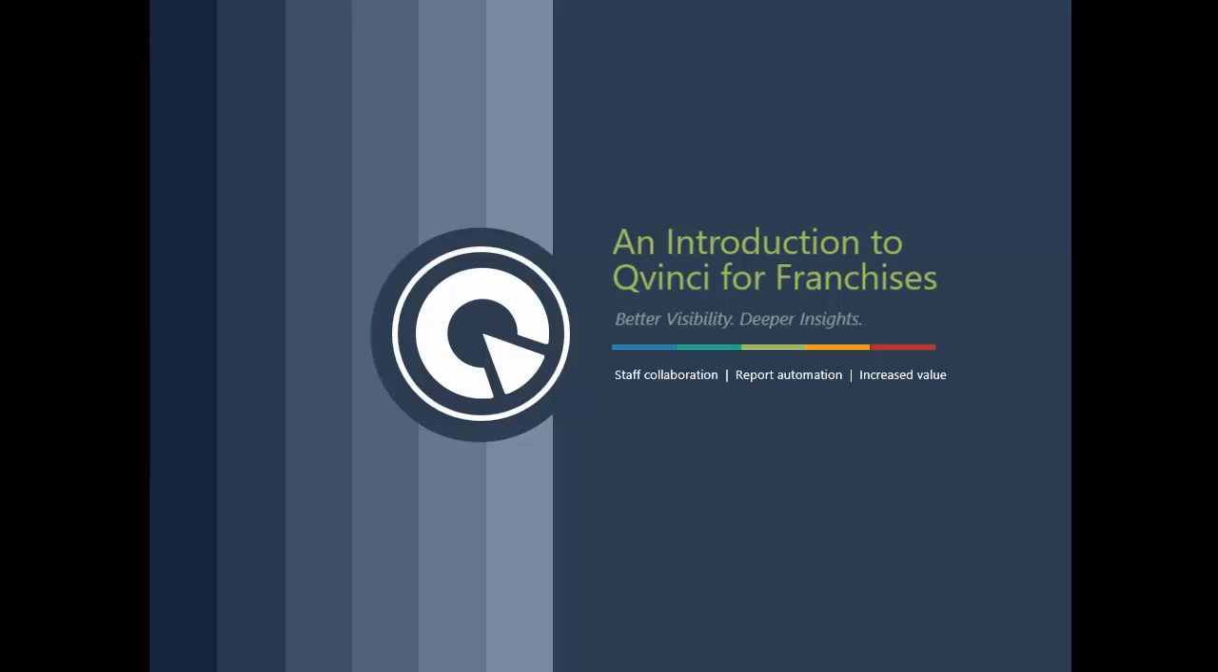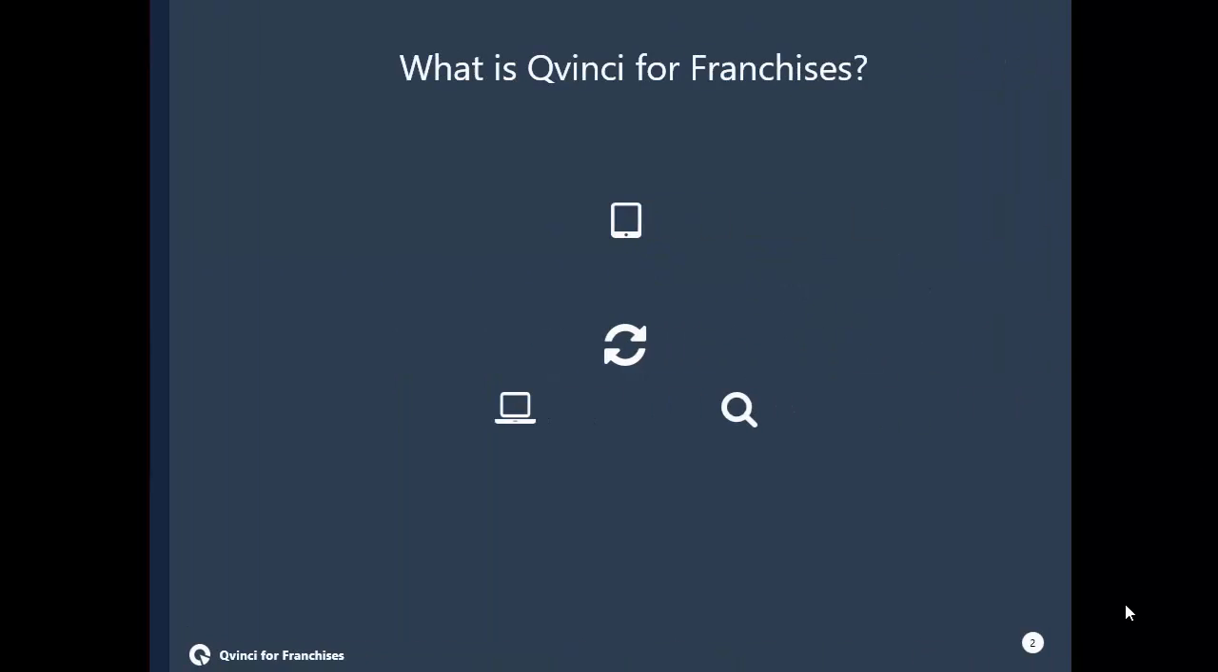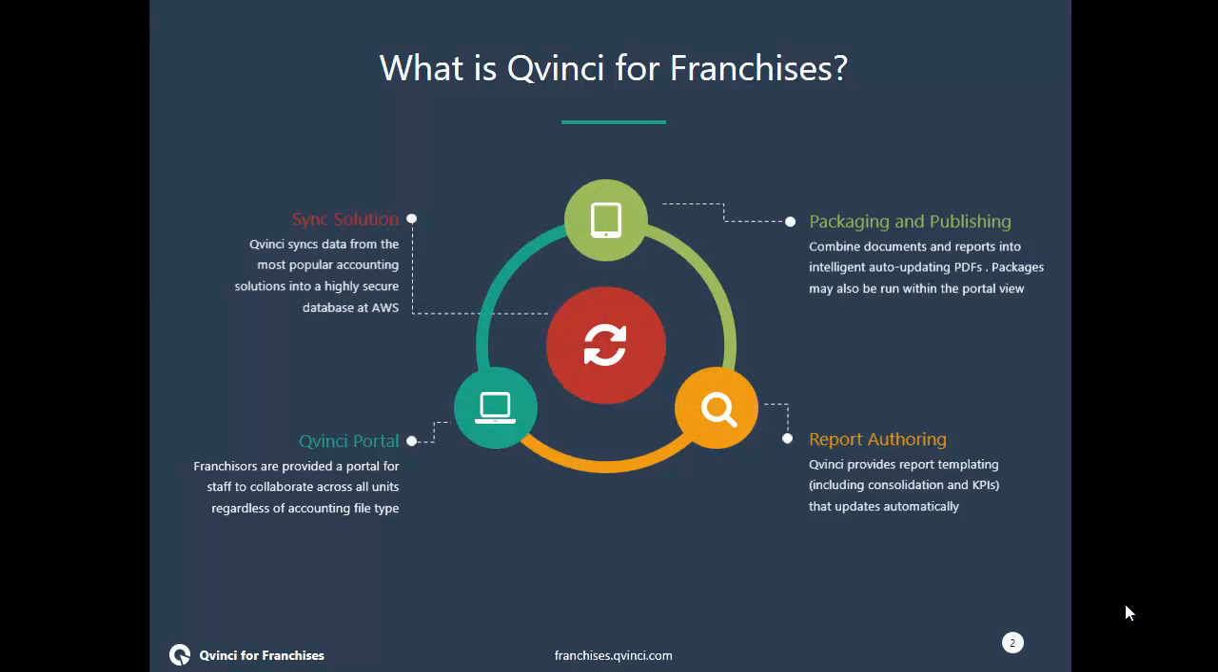Qvinci for franchises, or QFF, is a reporting solution that provides a lot of value for franchises and multi-unit type entities. At the core of Qvinci for franchises, we have a sync app, and you'll see in the middle of the screen we have an application that pulls data from a plurality of financial files: QuickBooks Desktop, QuickBooks Online, Xero, a number of them. And automatically syncing this data, we bring it into a cloud solution at Amazon Web Services.